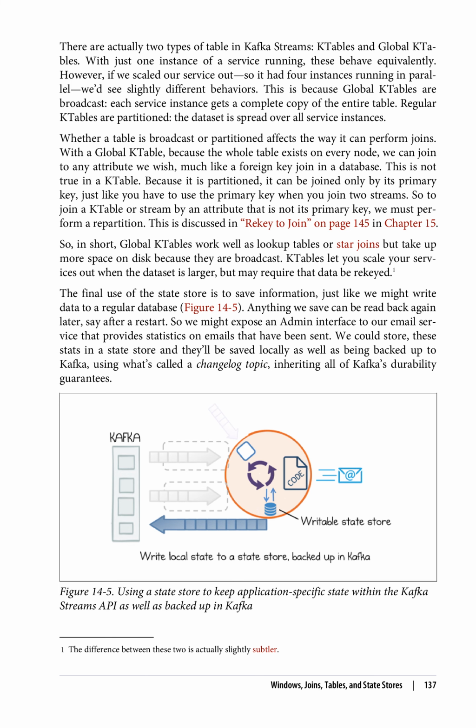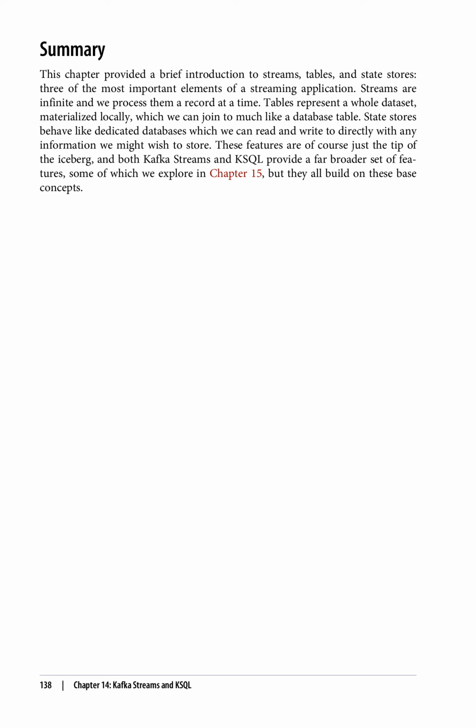Summary: This chapter provided a brief introduction to streams, tables, and state stores, three of the most important elements of a streaming application. Streams are infinite and we process them a record at a time. Tables represent a whole dataset, materialized locally, which we can join to much like a database table. State stores behave like dedicated databases which we can read and write to directly with any information we might wish to store. These features are of course just the tip of the iceberg, and both Kafka Streams and KSQL provide a far broader set of features, some of which we explore in chapter 15, but they all build on these base concepts.